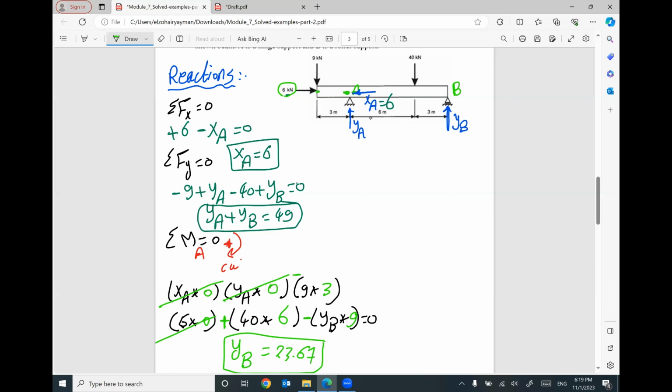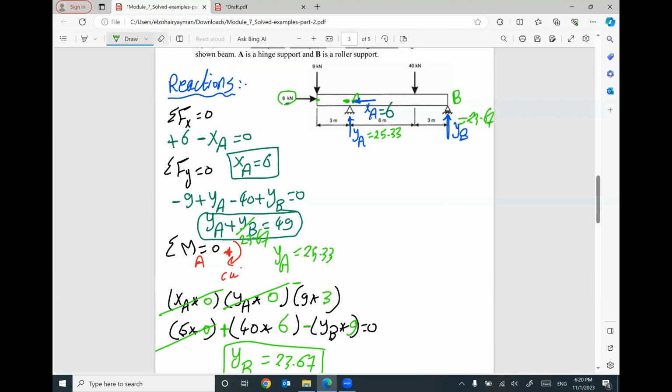If you go back here and put YB 23.67, I can say YA will be 25.33. So YA equals 25.33, YB equals 23.67. Let me check it one more time. So 40 times 3 plus... yes. These are your reactions.